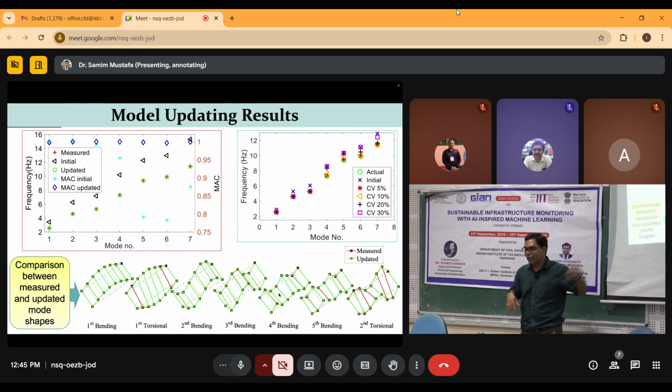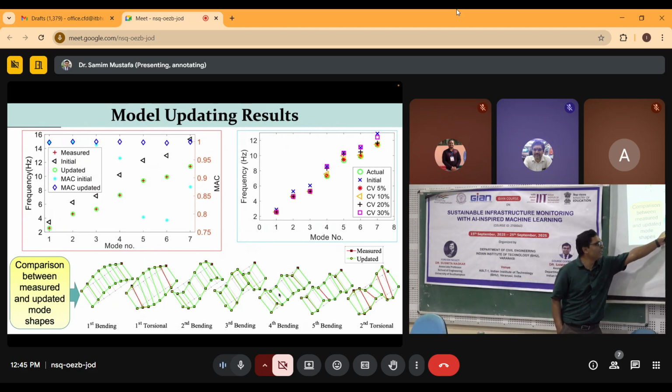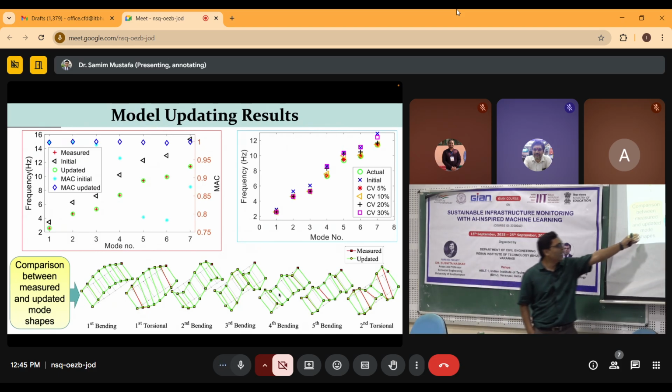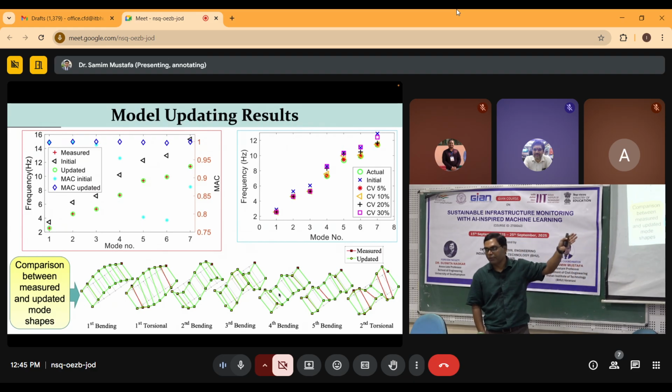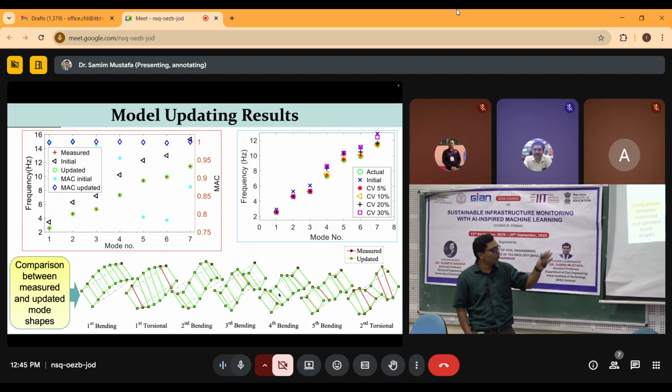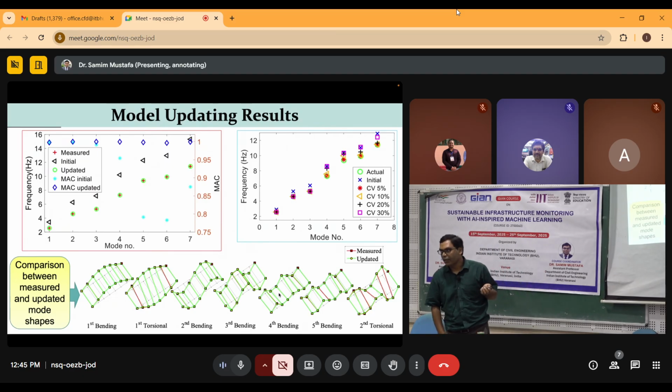So you can go through the paper, you can get those equations. These are the measured mode shape and the theoretical updated mode shape. They are overlapping with each other, and also you can see now the measured frequency matches with the updated frequency.